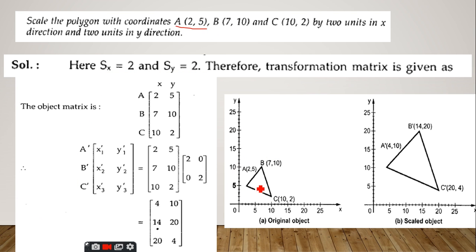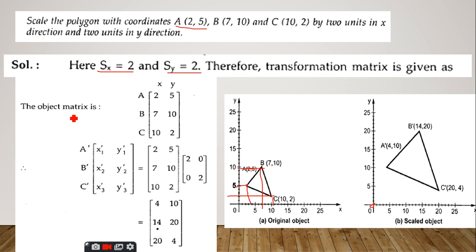Now come to this point. Here the given point A is at (2, 5), B is (7, 10), and C is at (10, 2), and this is the position of the polygon. Now we have to scale it up with Sx and Sy equal to 2, which is greater than 1, that means the scale of the object increases, and the object moves away from the origin. Remember this: when it is less than 1 it comes nearer to the origin, and when it is greater than 1 it moves away from the origin.